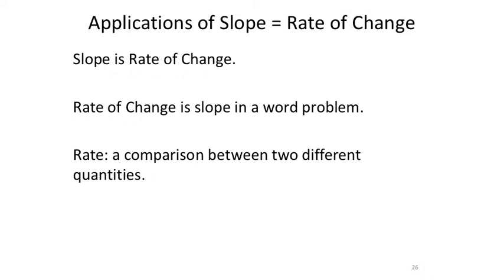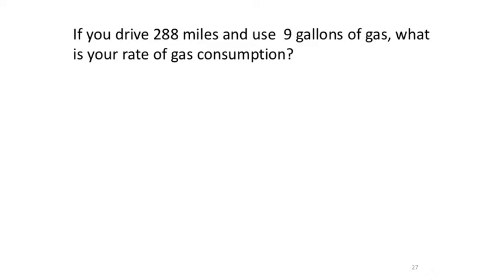Rate is a comparison of two different quantities. A very common comparison would be miles an hour or dollars an hour. Very common rates that we compare. So for an example like this, if you drive 288 miles and use 9 gallons of gas, what is your rate of gas consumption, which would be the rate of change? I think we've seen an example like this before. This would be kind of a proportional example because we assume that you would have started at 0 miles, went 288 miles, and used, in that time, 9 gallons of gas.